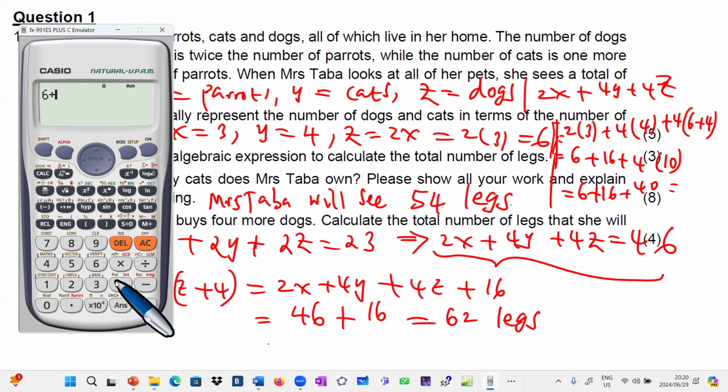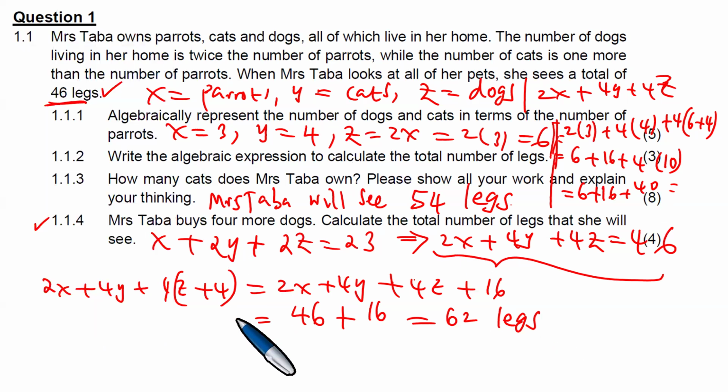We have 6 plus 16 plus 40. Okay, 62. 62 legs. So there must be a tie. The answers must be the same. Okay, so 62 legs. It means that for Mrs. Stubber, now by formula, calculate the number of legs that you will see. Mrs. Stubber will see exactly 62 legs.